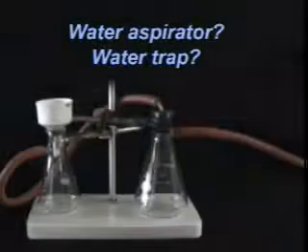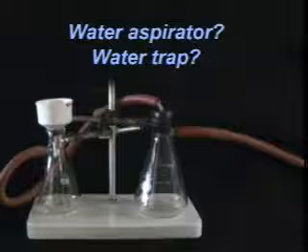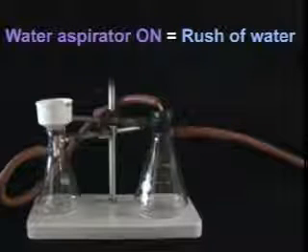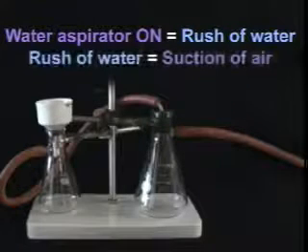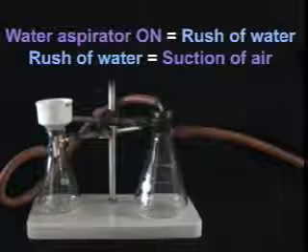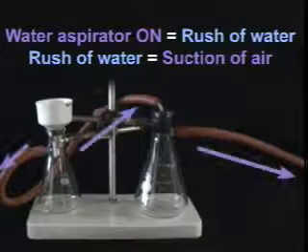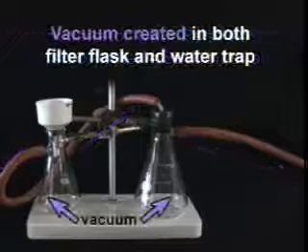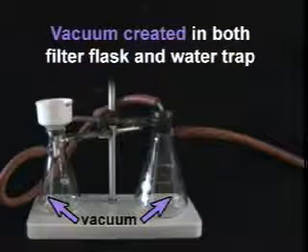So at this point, you might be wondering, what do the water aspirator and water trap do anyway? When the water aspirator is turned on, out comes a rush of water. This rush of water causes suction in the tubing. This then suctions out the air from the system. Consequently, a vacuum is created in both the filter flask and the water trap.